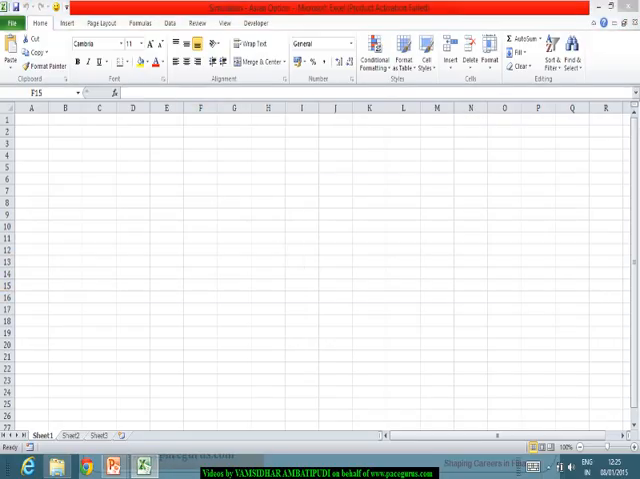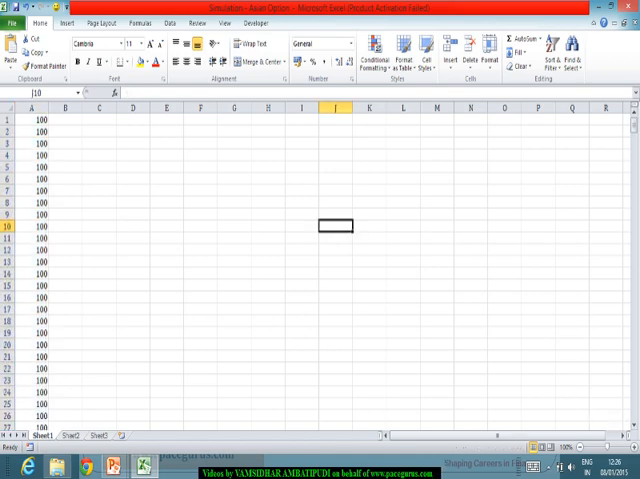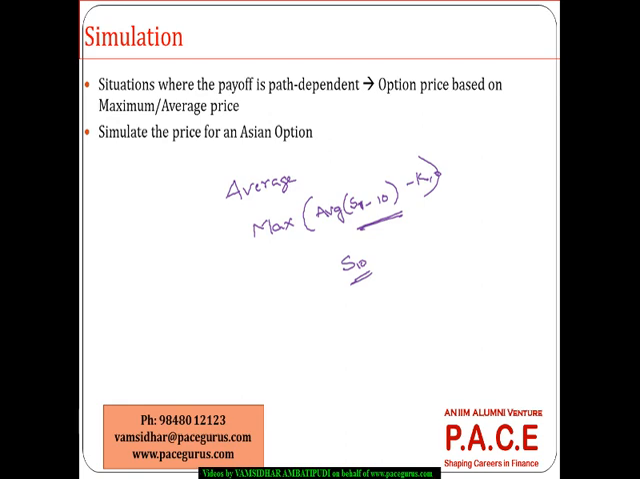Okay, let's look at a scenario where I want to look at the prices. Let's say the current day price of a particular stock is 100. So I am maintaining different instances of this 100. Let's say I am taking 500 such instances because I want to repeat the process 500 times to come out with the value of the Asian option. Then I am generating normally distributed returns where the daily mean is 0.03% and the daily standard deviation is 1.5%.